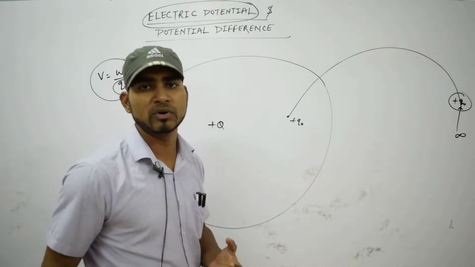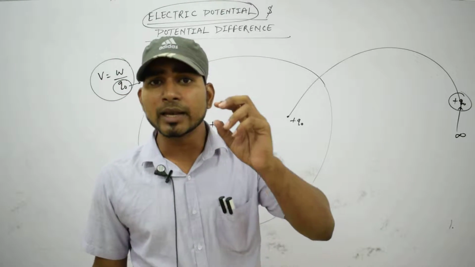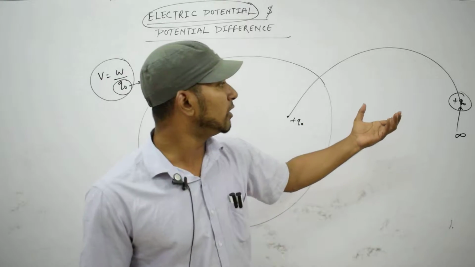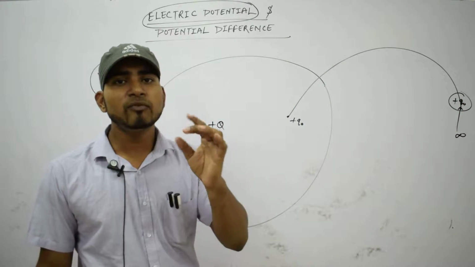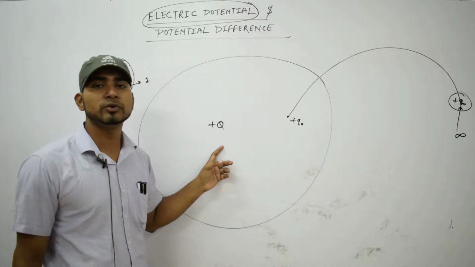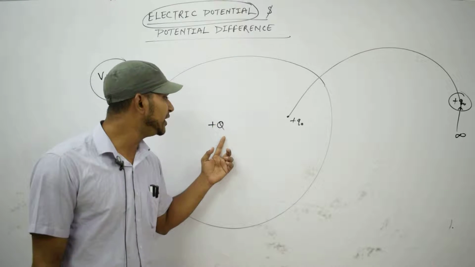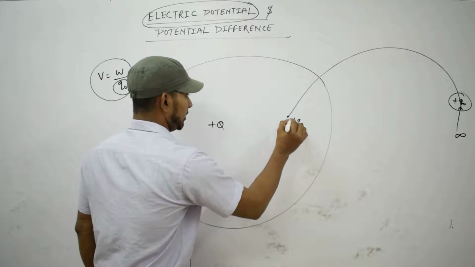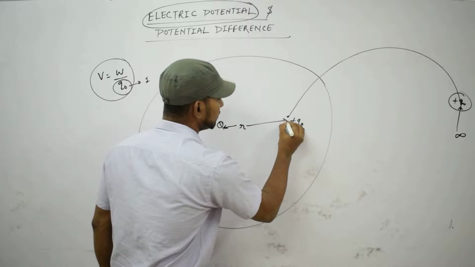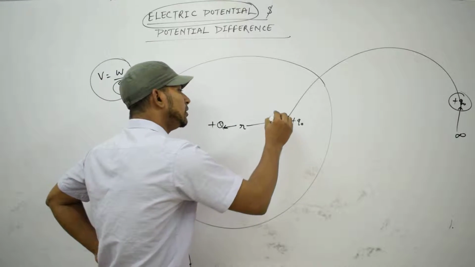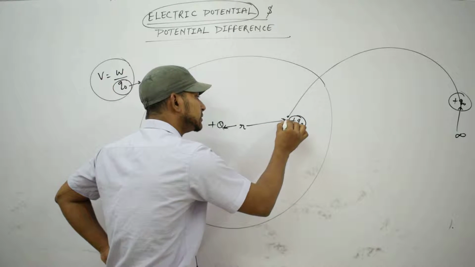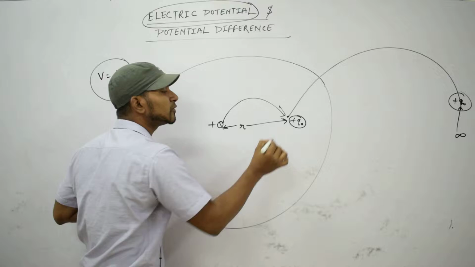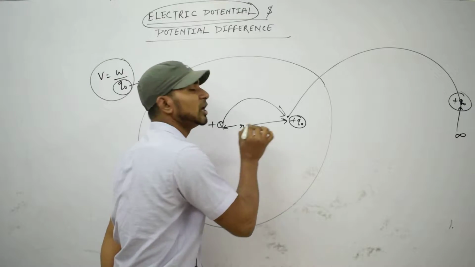Now what is the important thing here? For describing the electric potential, a force has to be applied on this test charge. That force must be equal in magnitude to the force applied by the field of this charge at this particular point. Let's suppose the distance between these two points is R. To move the charge over this distance we have to apply some force also.